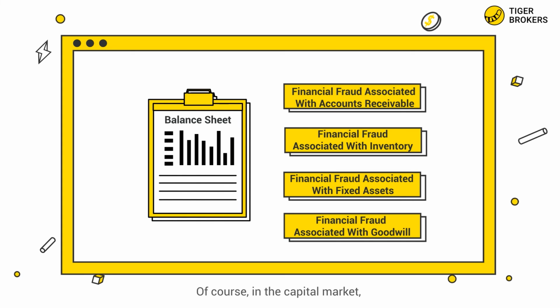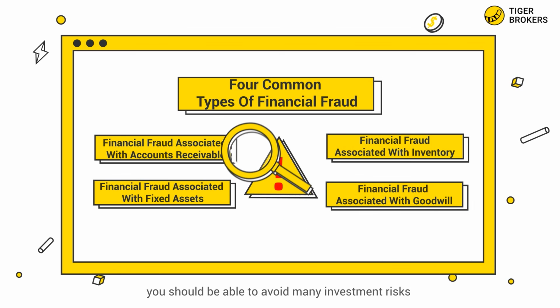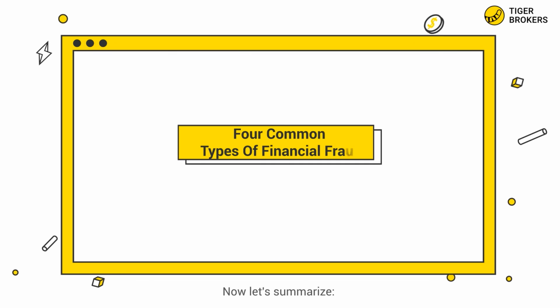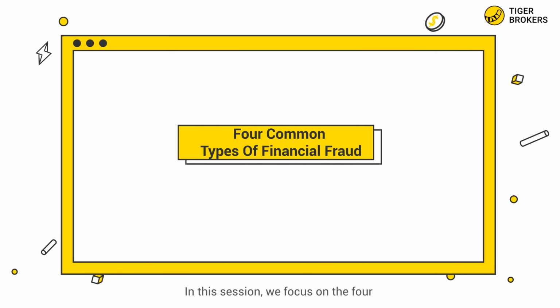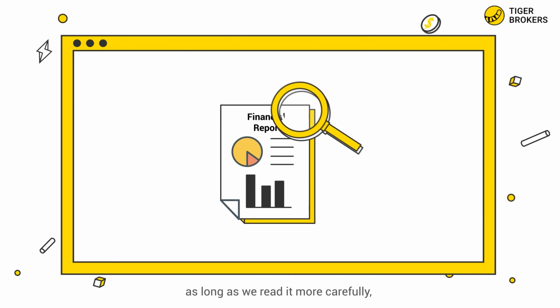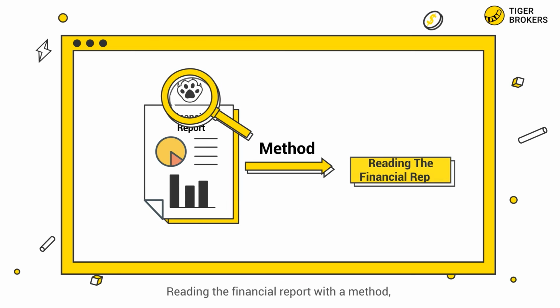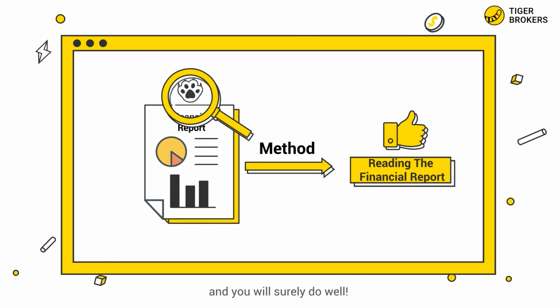Of course, in the capital market, the number of new and more sophisticated types of fraud is even increasing. However, if you can keep these 4 types of fraud in mind, you should be able to avoid many investment risks. Now, let's summarize. In this session, we focus on the 4 common types of financial fraud. No matter what kind of fraud occurs, as long as we read it more carefully, it's easy to find these tricky numbers. Reading the financial report with a method, and you will surely do well.